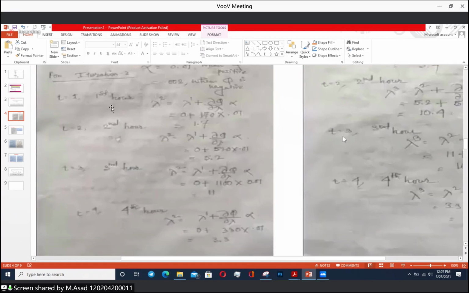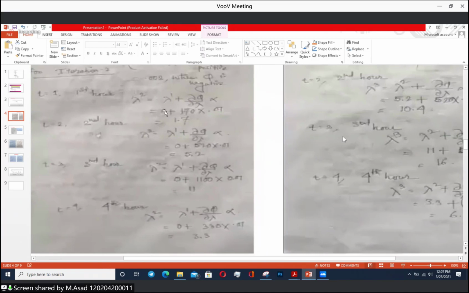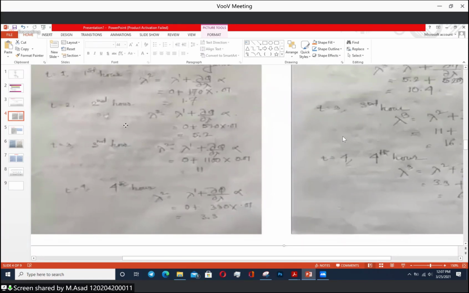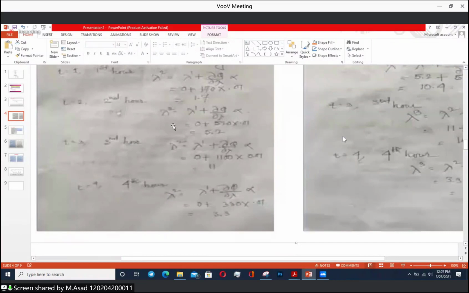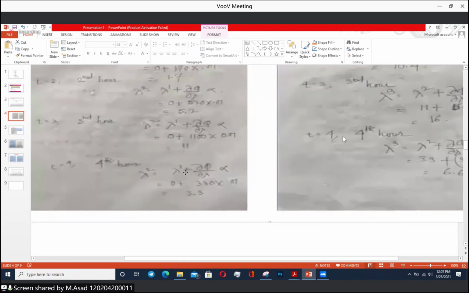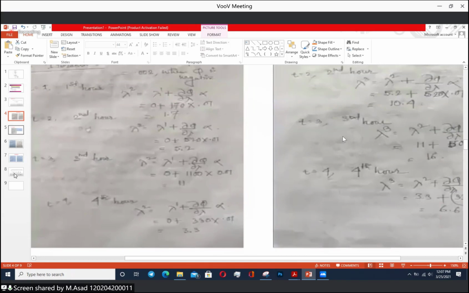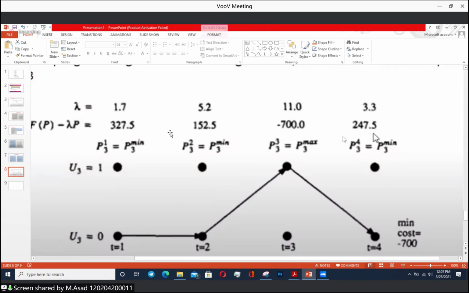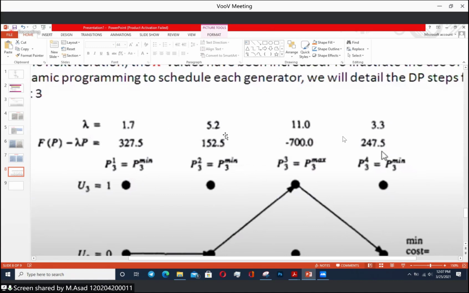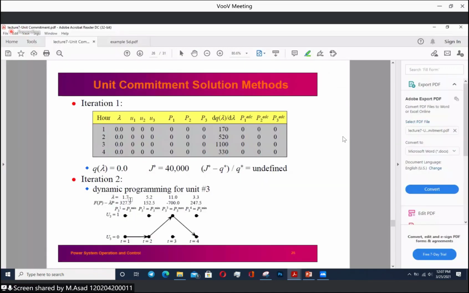So in iteration number 2, t is equal to 1, first hour, our lambda 2 is equal to lambda 1 plus alpha multiplied by the derivative. So for the first hour it is 1.7. According to the same procedure, we also take lambda 2 equal to 5.2, lambda 3 equal to 11, and lambda at the fourth hour equal to 3.3. So moving forward, we put these values of lambda here: 1.7, 5.2, 11, and 3.3. So these are the values, and now we need to calculate these values.